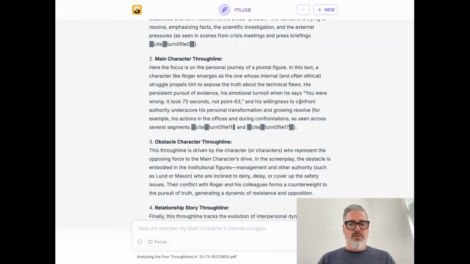So he's got all these ethical, personal issues. His willingness to confront authority underscores his personal transformation and growing resolve. So it's trying to establish who the main character is, and I'm almost 100% certain that that is correct.